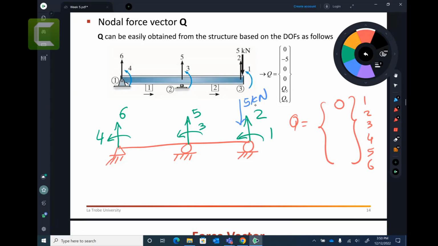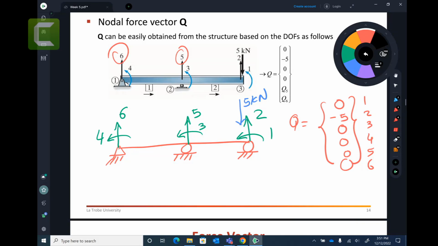At 2, you have 5 kilonewtons. Look at this 2. Now 2 arrow is up, meaning positive, but 5 kilonewtons going down. So we put -5 for 2. At 3, there is nothing, so 0. At 4, there is no force, so there is 0. At 5, there is no force here, so that's 0. There is no force here, so that is 0. So that is the whole story.